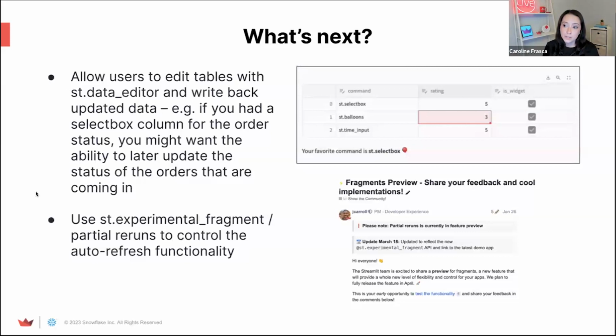And as I mentioned before, the other opportunity would be using partial reruns to make this live aspect more natively integrated. And it will make the process of controlling the reruns of your app a lot smoother. So shameless plug, this feature is in private preview. If you're interested, go check it out in our forum, play around with it. We're still collecting feedback on it, so we'd love input.